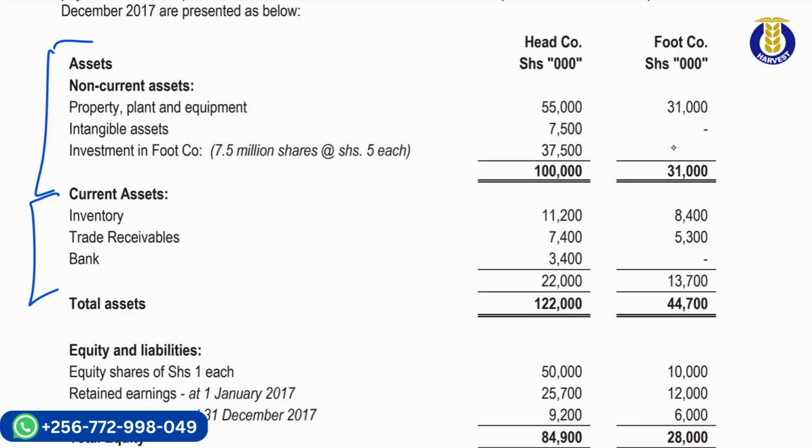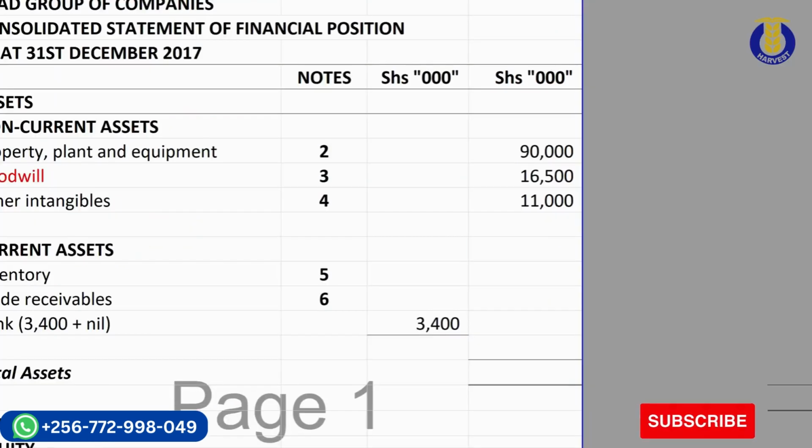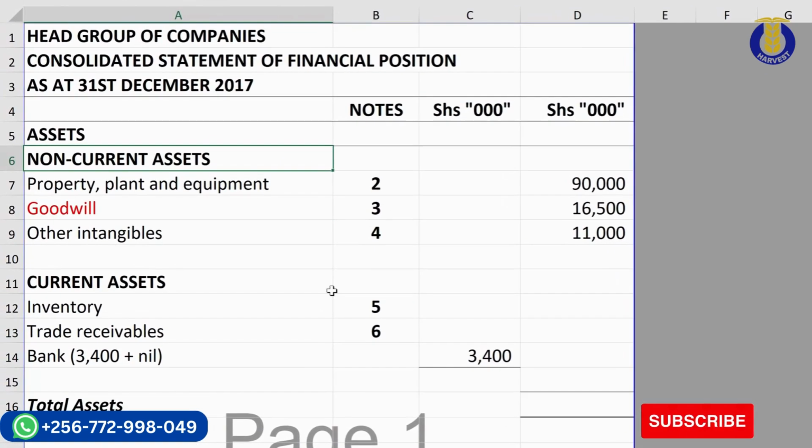Among the current assets, we have the inventories, the trade receivables, and the bank. Of course, we have already done several things, including the preparation of the group structure. We managed to come up with a group structure. We have completed the drafting of the template. This one here, we gave it a title, and we spread out all the elements that make up the consolidated statement of financial position.